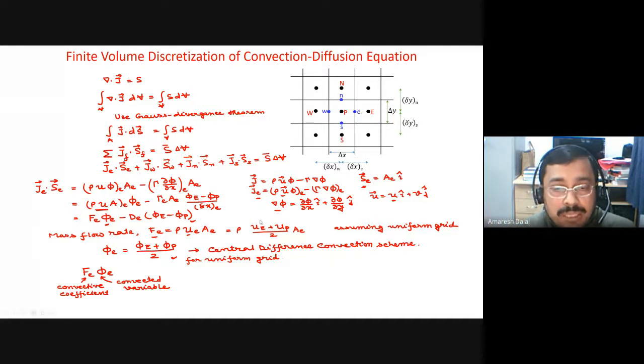One simple way is that you make an average at this point. So u_e, you are taking (u_E plus u_P) divided by 2, so it is an average, a central difference kind of thing. And what about this phi_e? Phi is also unknown, and we are solving for phi, right? So this will use some convection scheme. Here F is known as the convective coefficient, and phi is the convected variable. That means due to this flow, phi is convected, and this phi_e is the convected variable at the east.